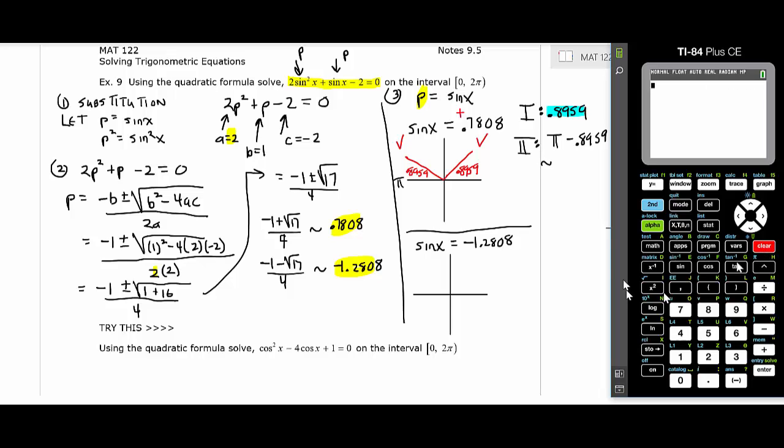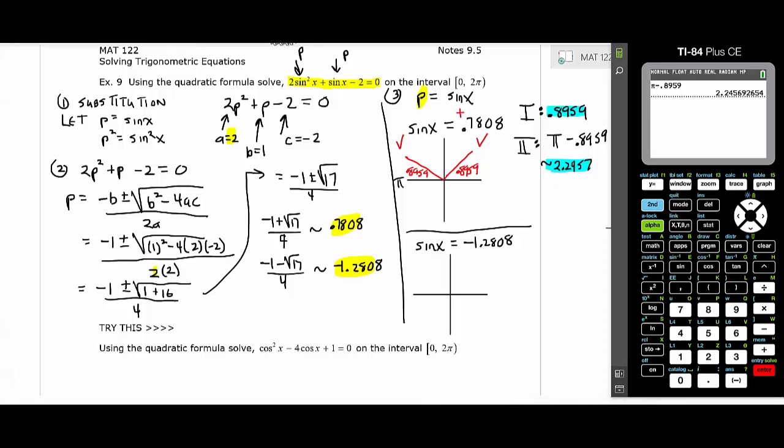Okay, so I'll just use my pi key, and pi minus the reference angle, 0.8959. Okay, and I'll round that to 4 decimals, so that's going to give about 2.2457. Should be right there. Okay, so that's the second answer. So that's 2 answers.